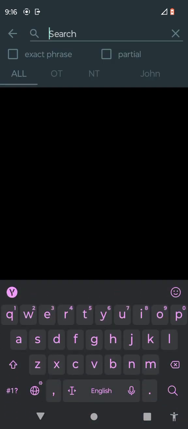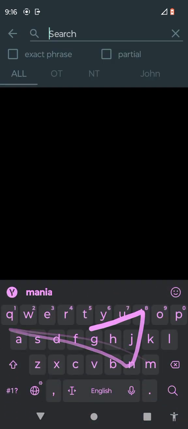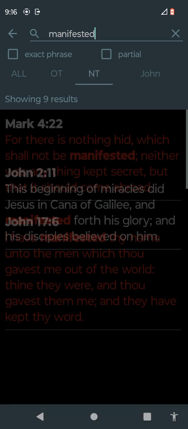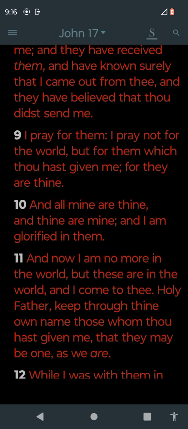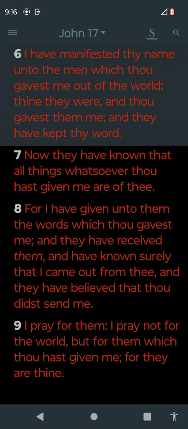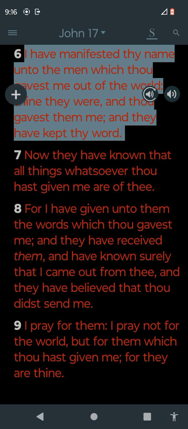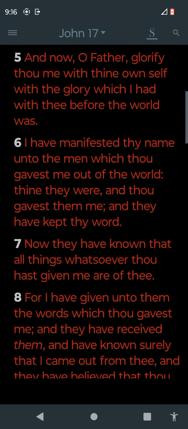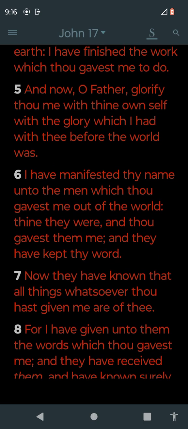And so I believe, let's see, oh, you know what, there you go. That's the one I'm hunting for, manifested in New Covenant. We're going to look for John 17. There it is, right there. Here it is. "I have manifested thy name unto the men which thou gavest me out of the world." And that's the one we just read. I feel like a fool right now. But nonetheless, the name was important to him.